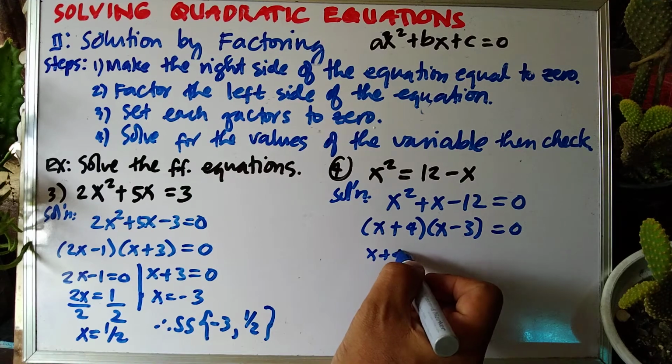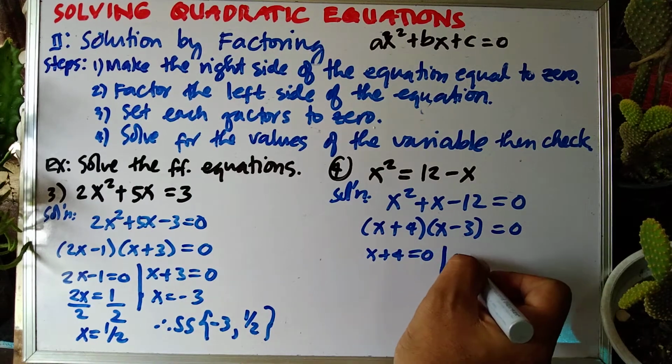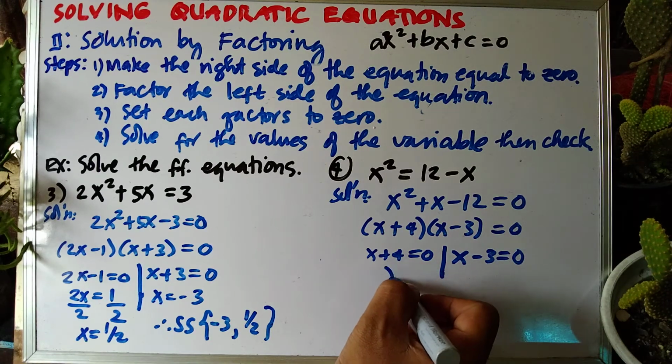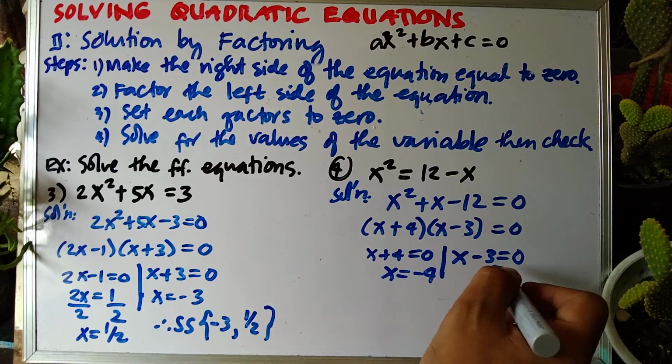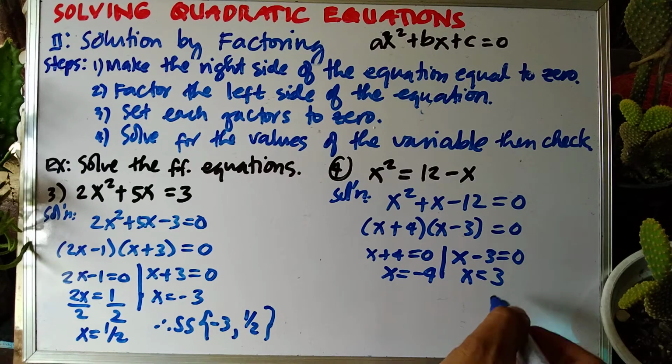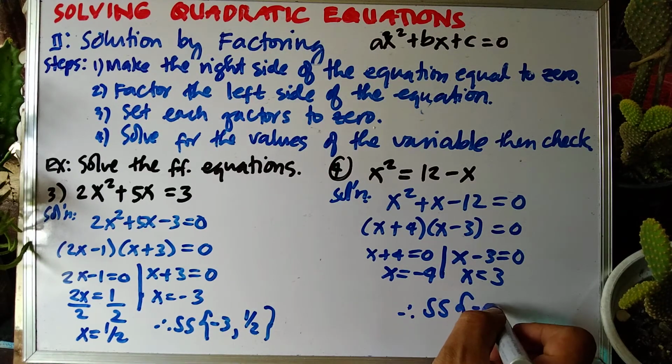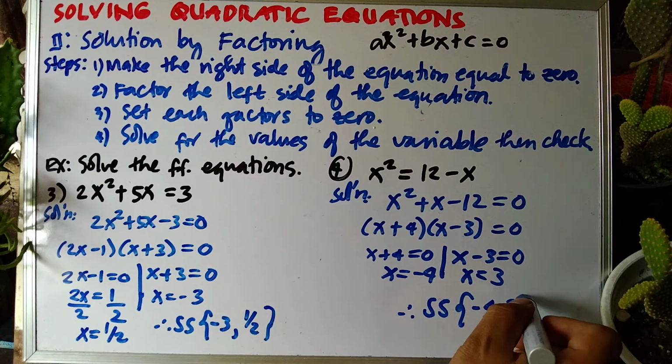Now, we need to set each factor to 0. x plus 4 is equal to 0, and x minus 3 is equal to 0. Then, solve for x. x is equal to negative 4. x is equal to 3. So, it follows that the solution set is the set that contains negative 4 and 3.